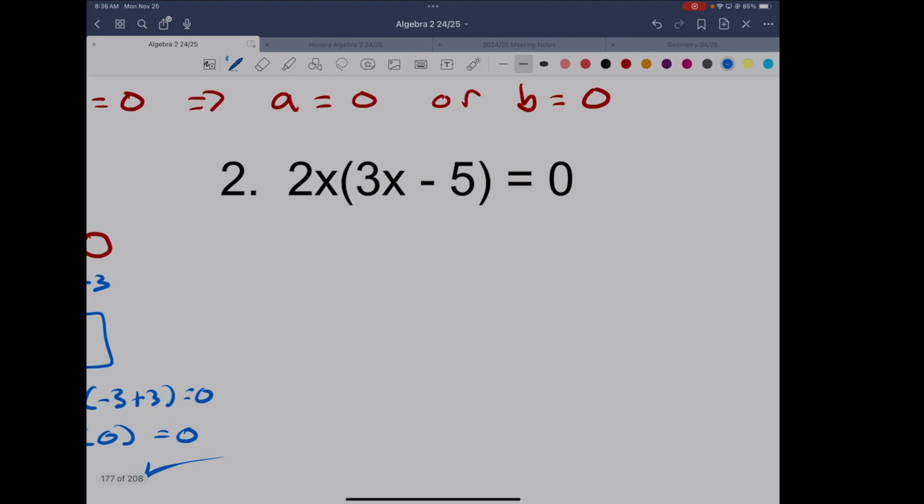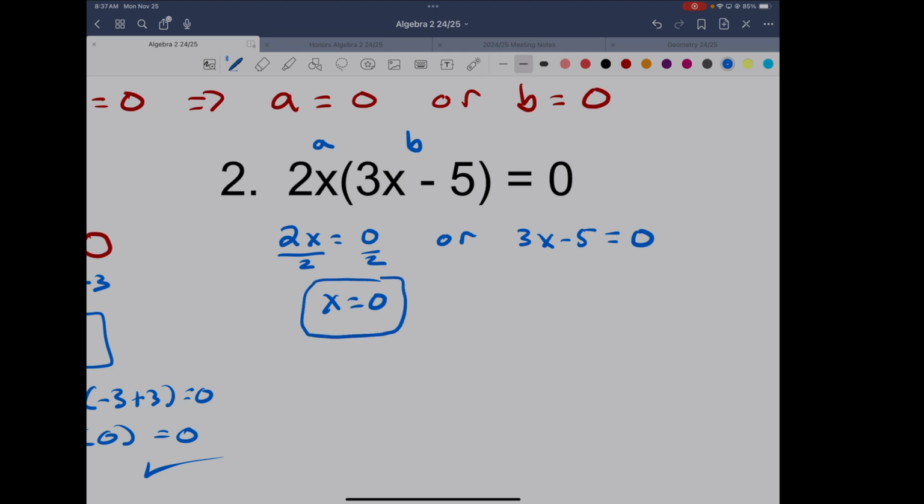So that leads to this one. As long as a term has a variable in it, you can set it equal to 0. So if we have 2x times (3x minus 5) equals 0, I can let 2x equal my A and 3x minus 5 equal my B value. Because each term has a variable in it, I'm going to set each equal to 0. So 2x equals 0 or 3x minus 5 is equal to 0. Divide by 2: x equals 0.